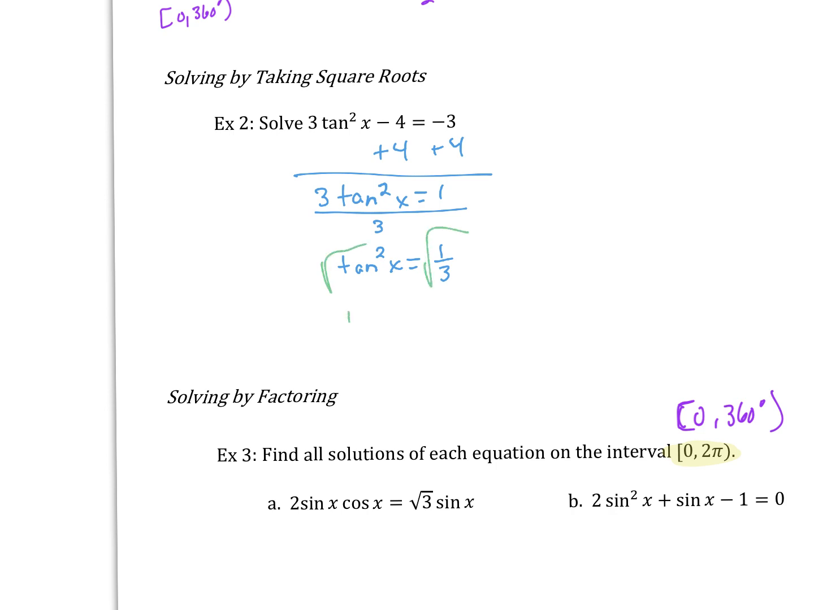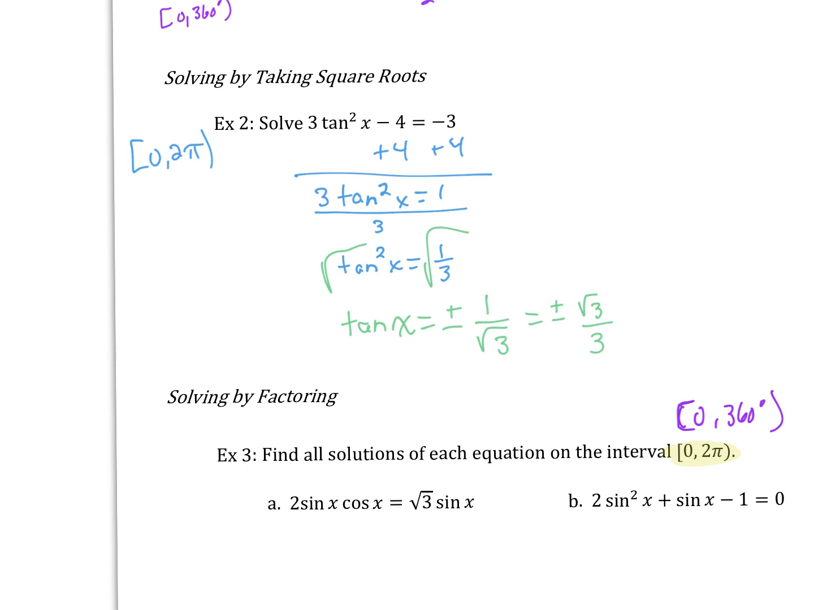Now remember, when we take the square root of both sides in order to solve, we have to consider the positive and the negative. The square root of 1 is 1, and so we get 1 over the square root of 3. So when we rationalize that, we get that we're looking for tangent values of square root of 3 over 3. And we're looking for the positive and the negative. Let's do radians for this one. So let's go on the interval from 0 to 2 pi.